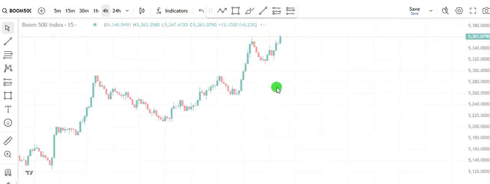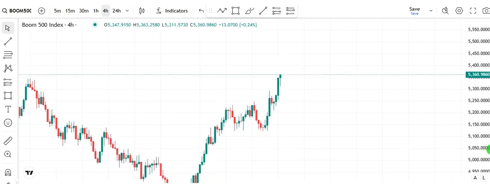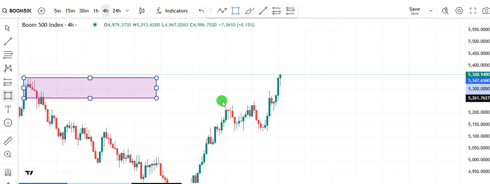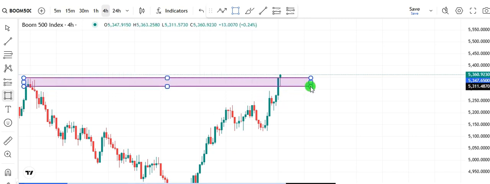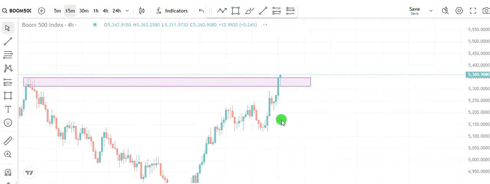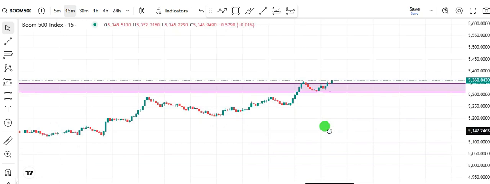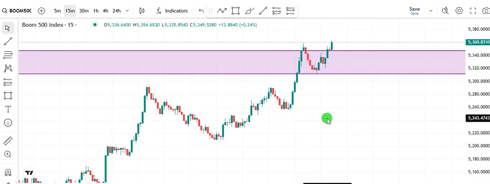So going to the H4 or the 4-hour charts, this is actually already very much bullish. So that means we are looking for just bullish trades on 15-minute charts. All right, and I think I found one.